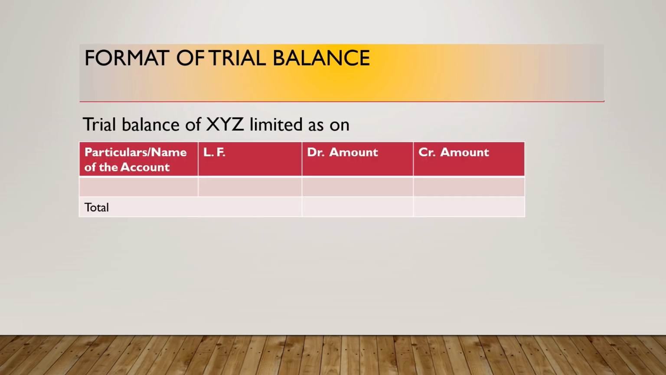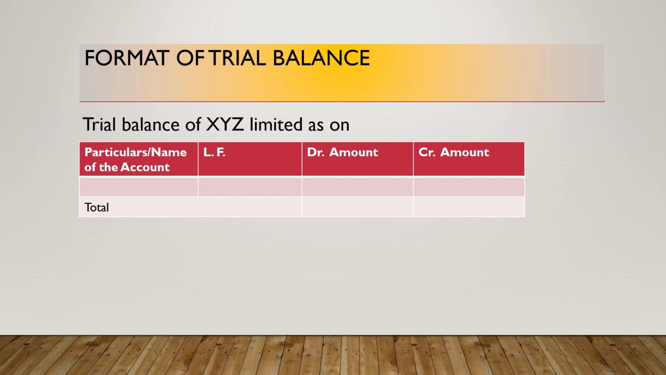So this is how a trial balance looks. Now there are different methods of preparing trial balance, and so we have different formats. Two basic formats I'm sharing here. One by one we'll have a look. In this, first we need to write down the date. Trial balance of XYZ Limited as on a particular day. So a date has to be specified. Then particulars or name of the account, ledger folio number, and the debit balances and credit balances that they have. This is one of the formats of trial balance.